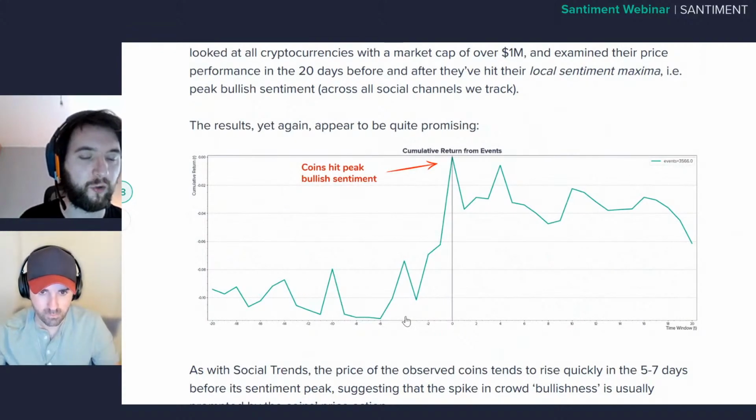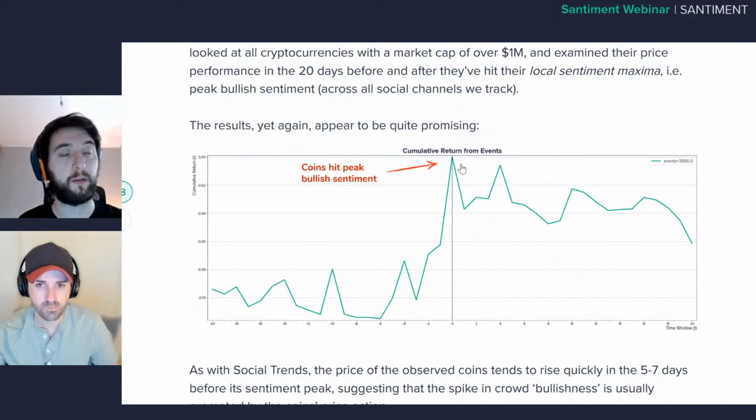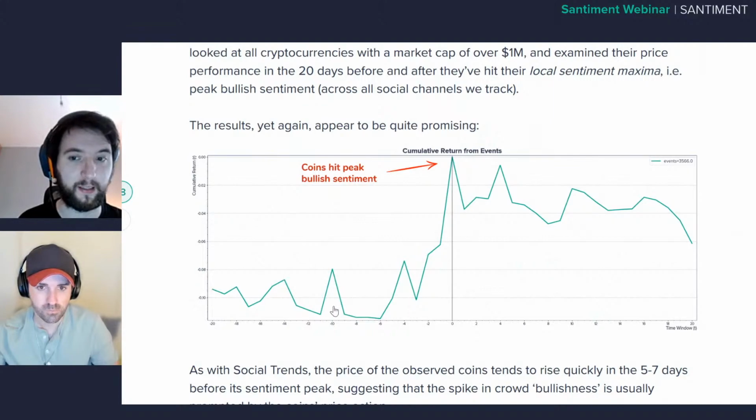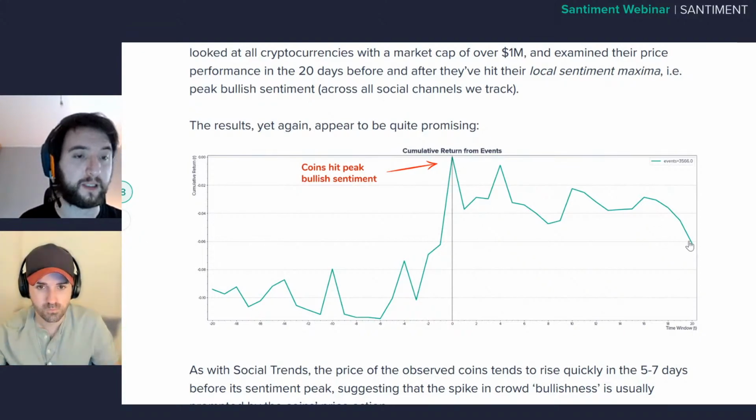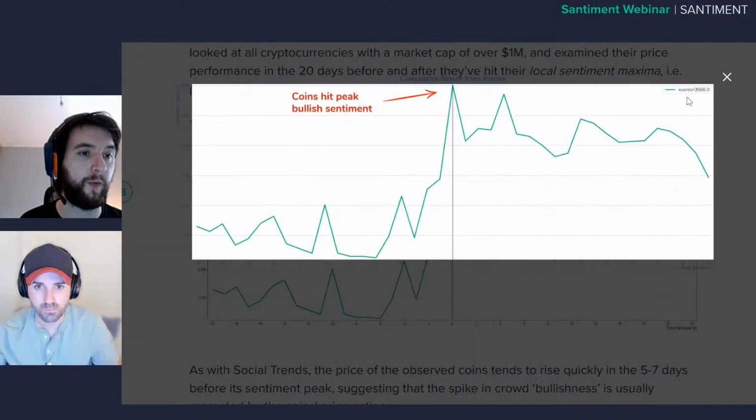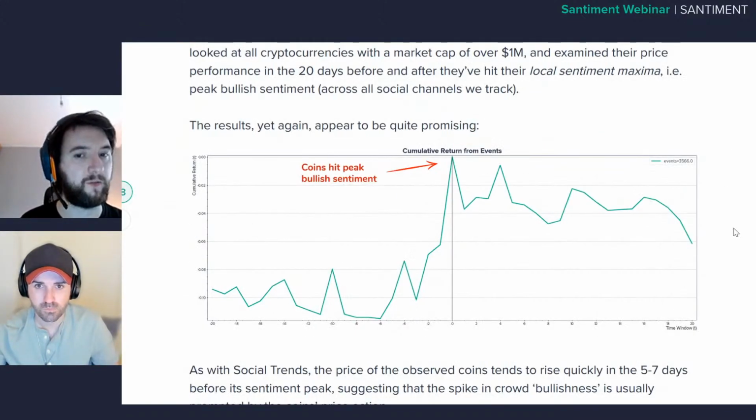So in the 6 to 4 days beforehand, the average price of these coins starts to increase dramatically, basically by 10% on average. This is actually almost 12% on average. And then over the next 20 days, we see a short-term correction, basically dropping by an average of 6% over 3,000 different events that we have tracked.